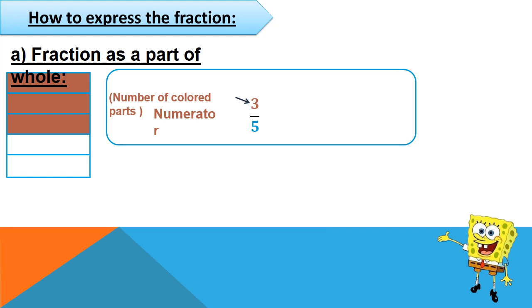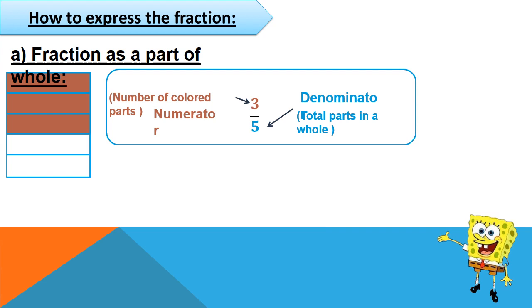And in the bottom here, I will write 5. How did you get 5? 5 is called denominator, and it's referring to the total parts in whole. So how many total parts? Brown and white, colored and not colored. Let's count together. 1, 2, 3, 4, 5. So I have 5 total parts, 5 parts in total, okay?